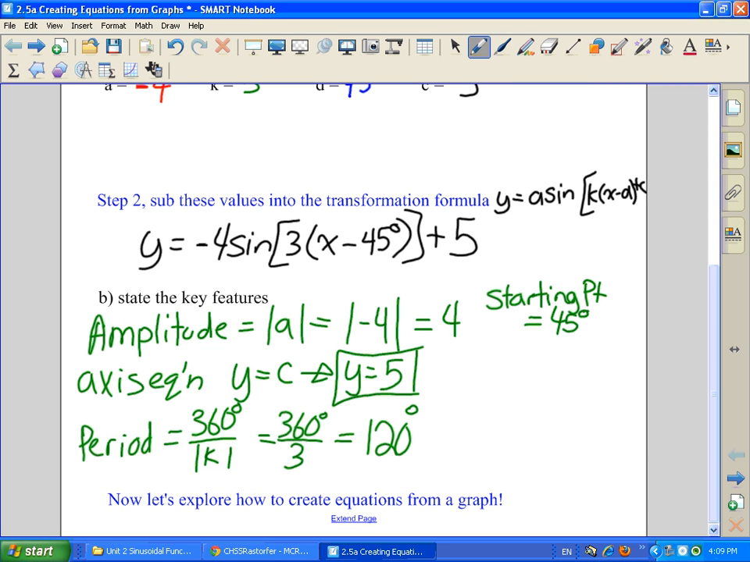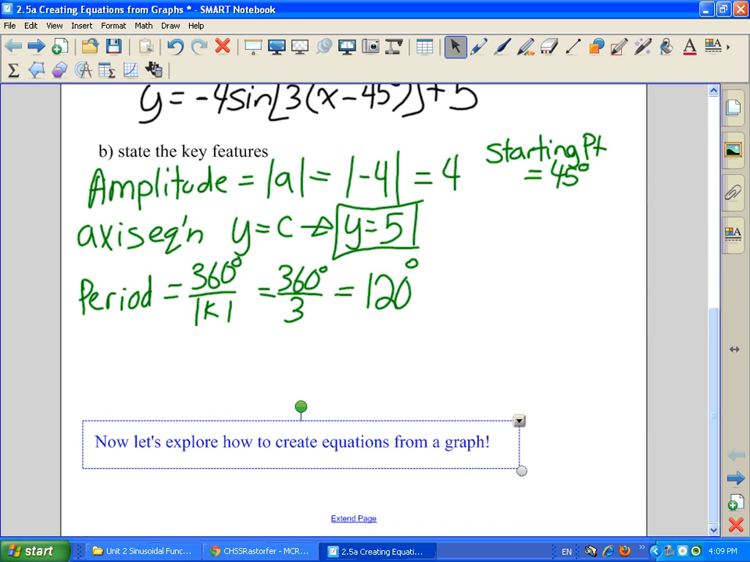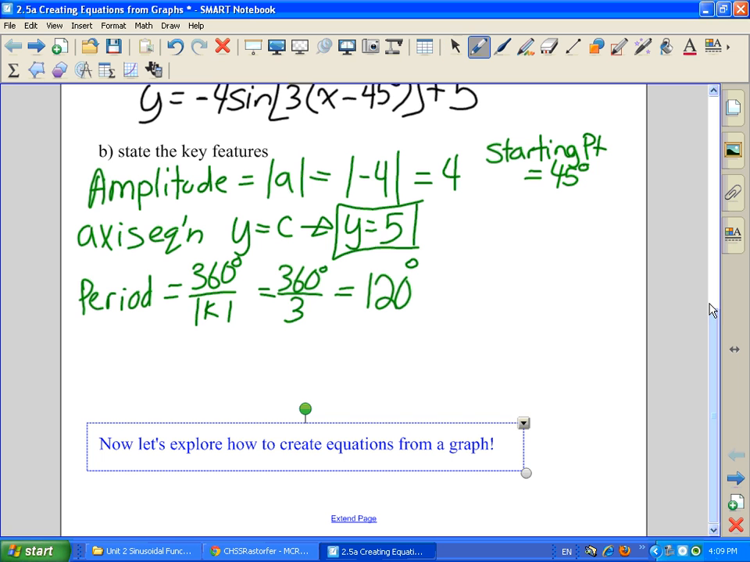Okay. The other things we might want to take a look at, if I can just move this down a little bit, another key feature would be your max and your min. So max equals our C value plus our amplitude. In this case, C is 5, so 5 plus 4, which is 9. Our minimum value equals C subtract the absolute value of A. So that's going to be 5 subtract 4, which is 1.